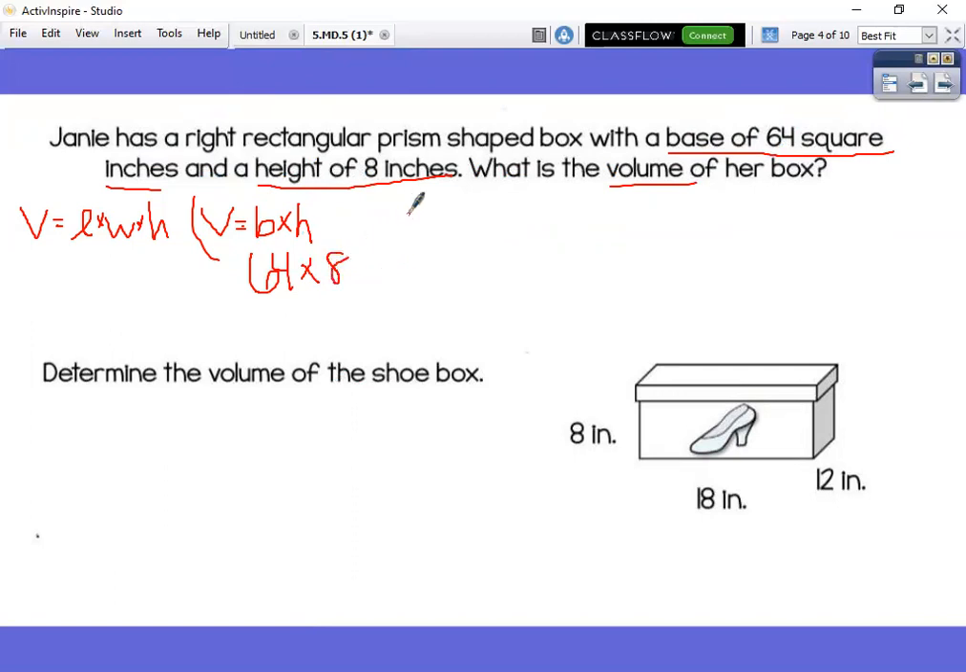Now in order to find the volume, I'm going to rewrite my problem so I can work it out correctly. This isn't a math fact, so I have to show my work. 8 times 4 is 32. 8 times 6 is 48, plus 3 is 51. So that tells me that the volume of her right rectangular prism-shaped box is 512 cubic inches.